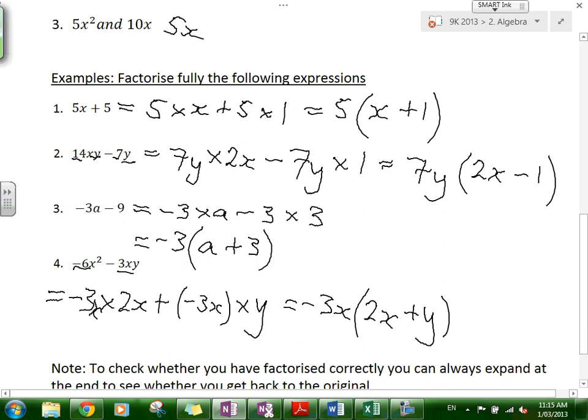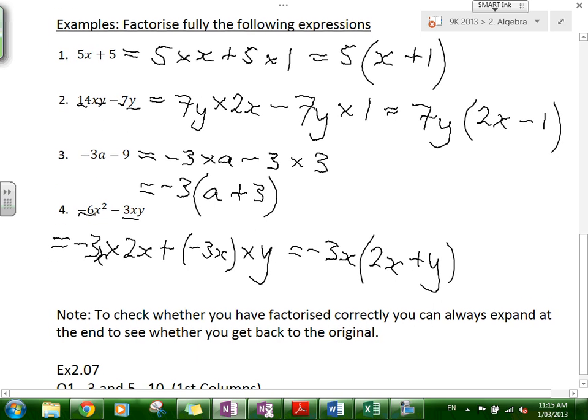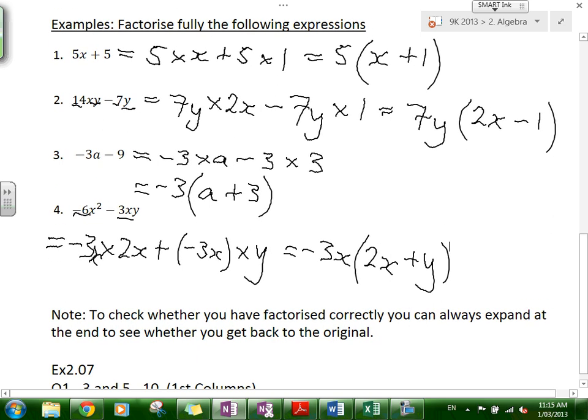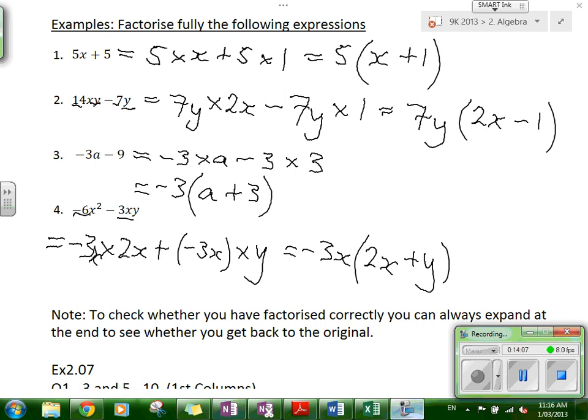So as we finish, remember that to check whether you've factorized correctly, you can always expand at the end to see whether you get back to the original. If I do this process and then I expand this, minus 3 times 2 is minus 6, x times x is x squared, that's correct. Minus 3xy, okay, that's correct. So you can always re-expand to check your answers. Okay? So we're going to have a go at the exercise, take your time with it, make sure you concentrate.